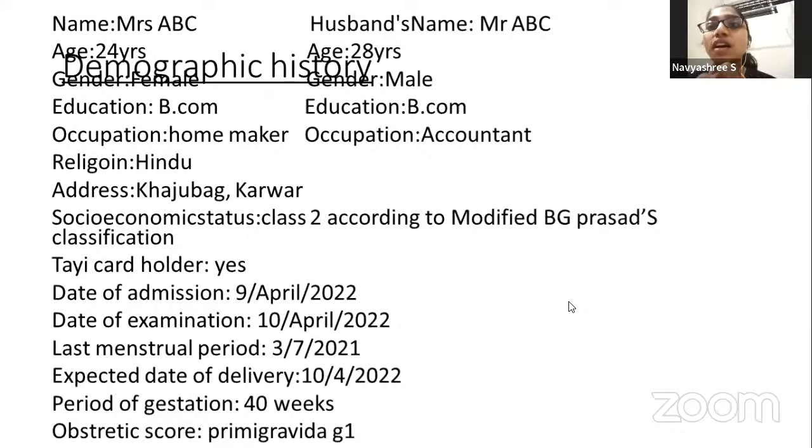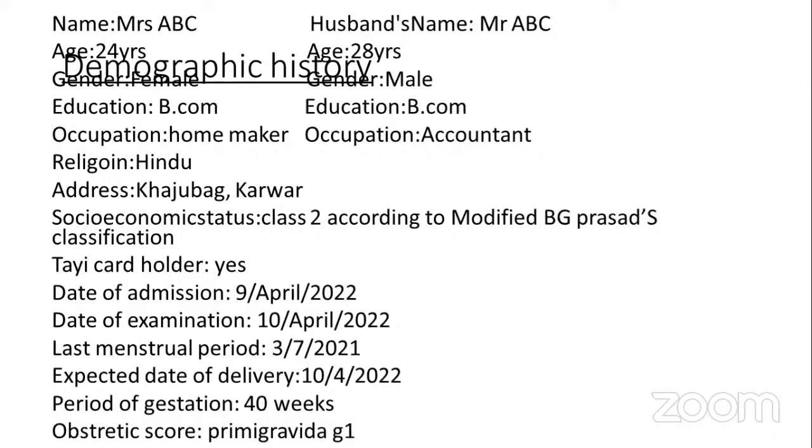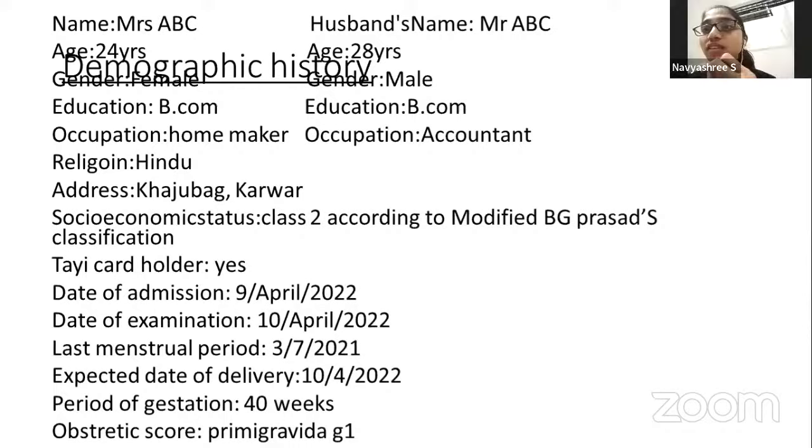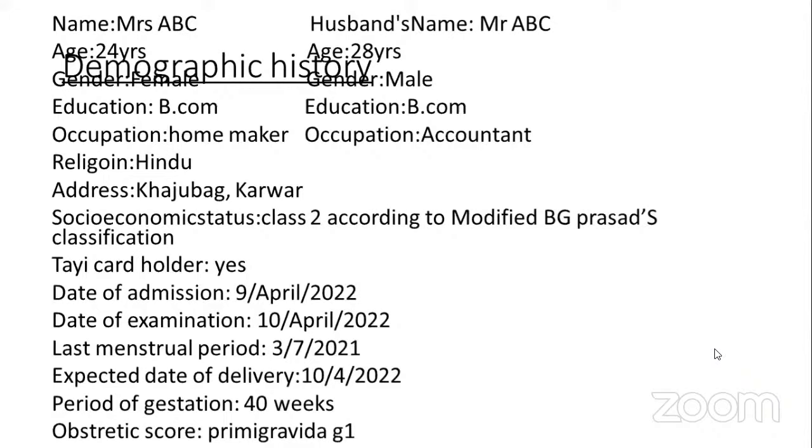Mrs. ABC, she's 24 years old, female, graduated BCom, and occupied as a homemaker. Her husband, Mr. ABC, of age 28 years, old male, has graduated BCom and is working as an accountant. They are Hindu by religion.